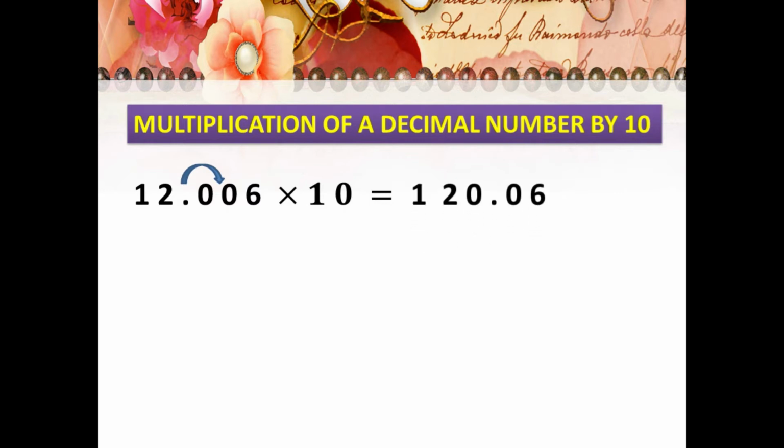Now we are going to learn multiplication of a decimal number by 10. When a decimal number is multiplied by 10, the decimal point moves one place to the right. Let us see some examples. First one is 12.006 into 10. The decimal number is multiplied by 10. The decimal point moves one place to the right. So, the answer is 120.06.